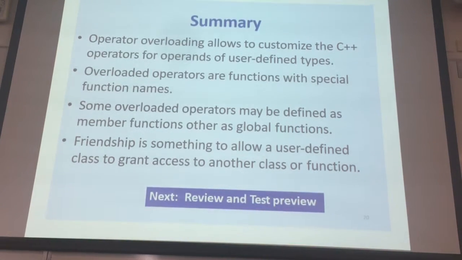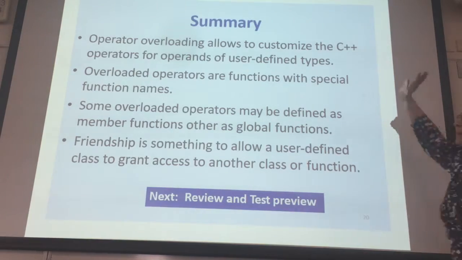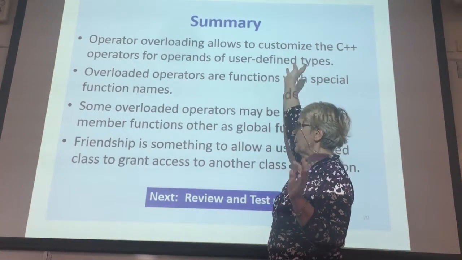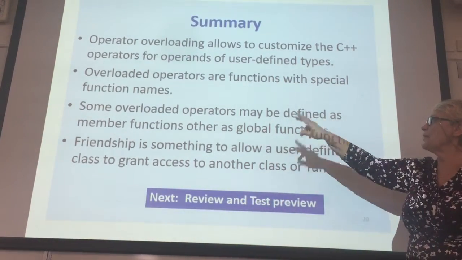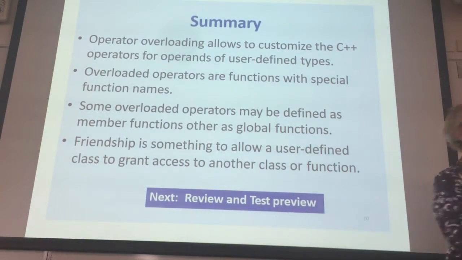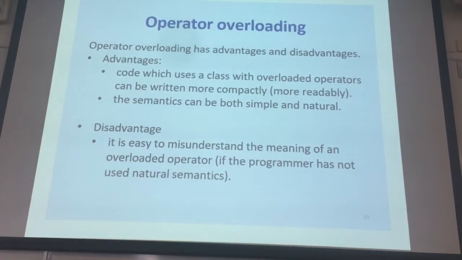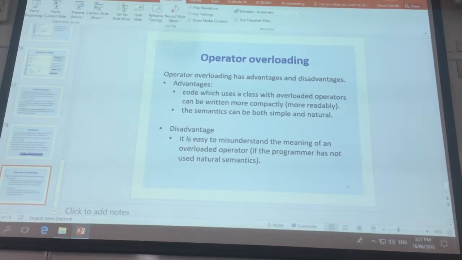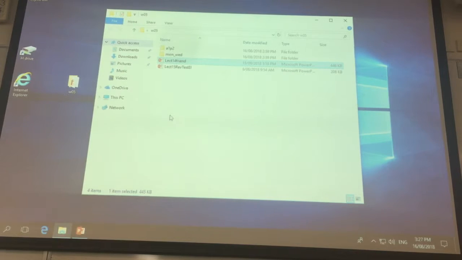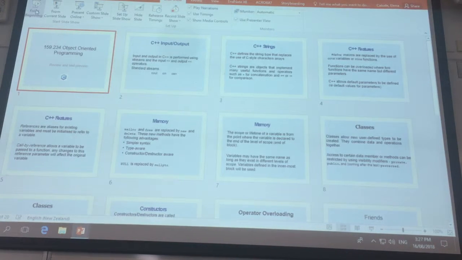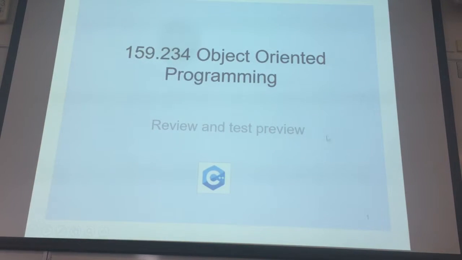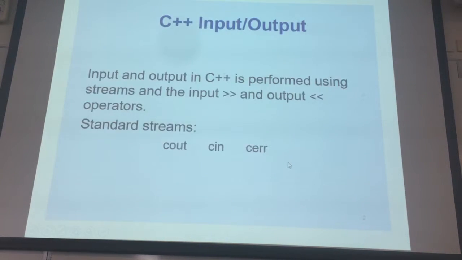So there are different rules. You have to respect the names of the operator, plus, minus, whatever. Some can be defined as member functions, others as global functions, and friendship. This is a relationship which you have to make sure is given only because it's really necessary.